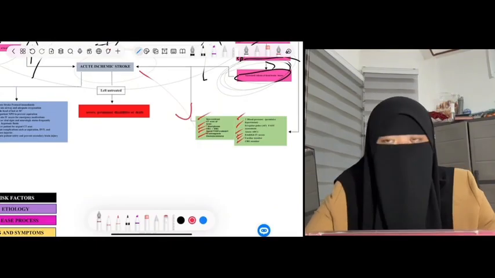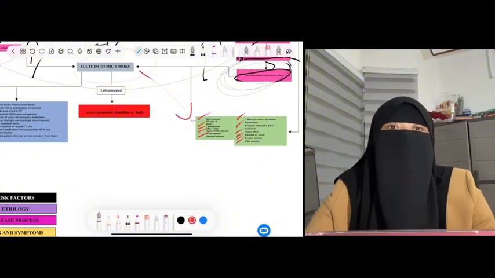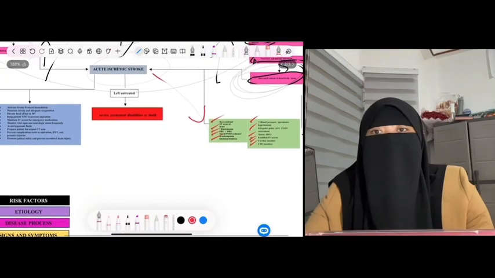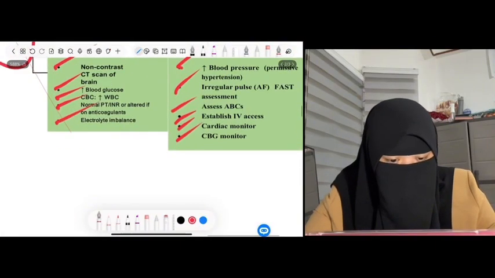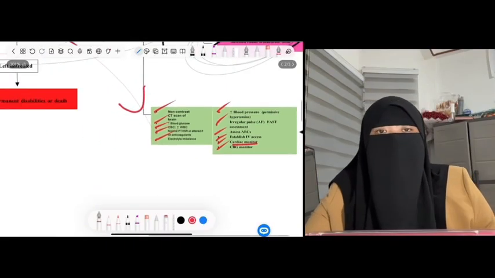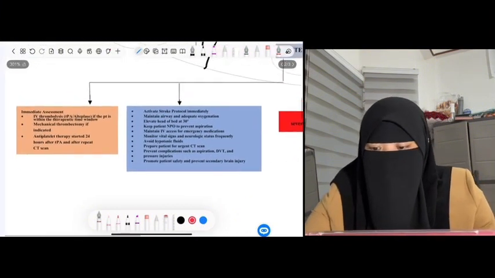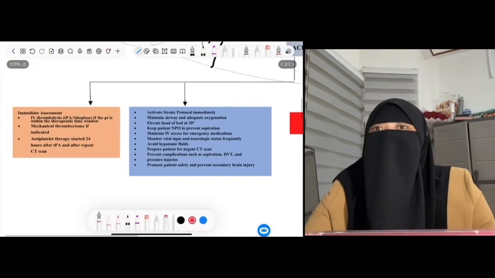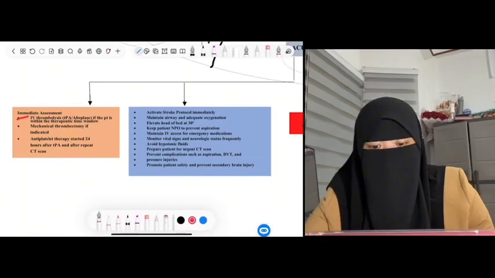For the blood pressure naman, ensure adequate cerebral perfusion while preventing complications such as hemorrhagic transformation. So, cardiac monitoring detects arrhythmias that may be the source of the embolic stroke. So, let's proceed to the medical management, focusing on restoring cerebral blood flow and preventing brain damage.